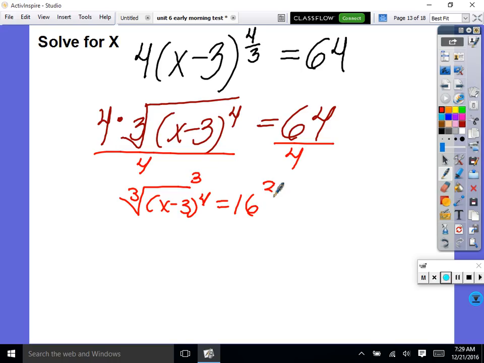Cube both sides. Root cancels out with power. So we have x minus 3. Will someone hurry and type that in for me? 16 to the 3rd power, hurry. 4,096. Okay, what would be my next step?